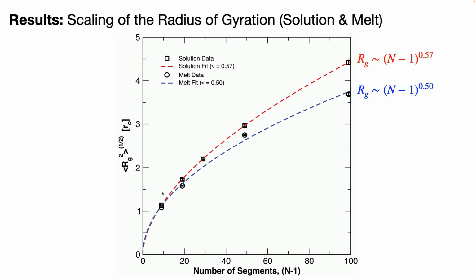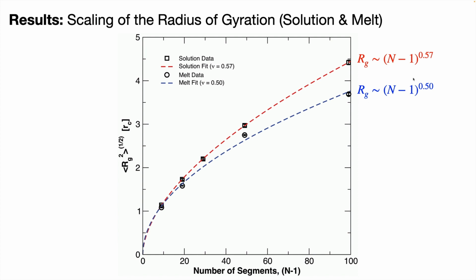So what you're seeing are power law fits to the data. Squares are the solution data, and circles are the melt data. And the results of those least squares fits is that the radius of gyration in solution scales as the number of segments to the 0.57 power. That is incredibly close to the value that we know from renormalization group theory approaches. So that's good. Our simulation reproduces good solvent conditions.